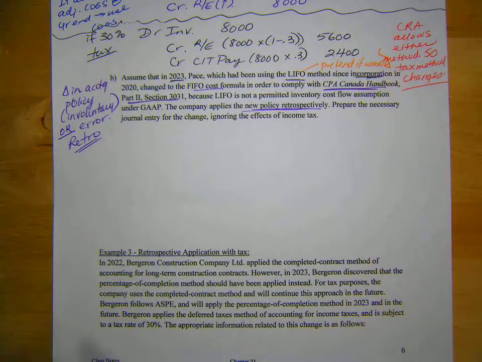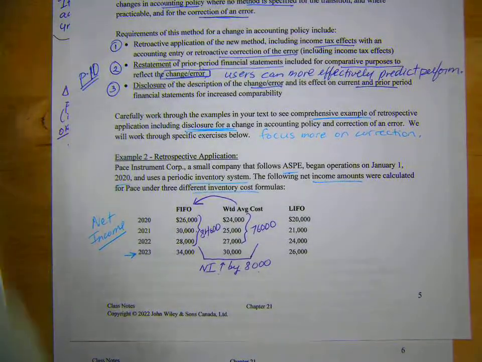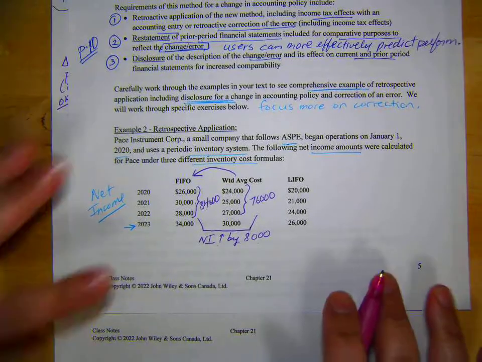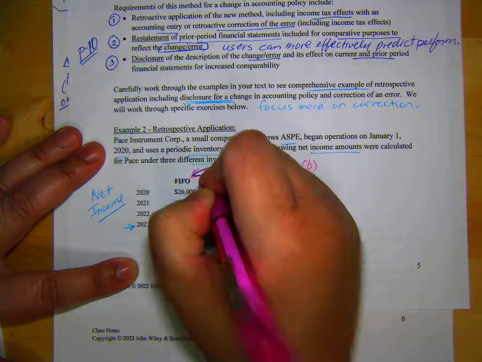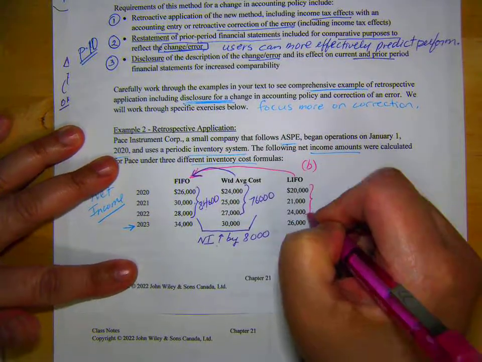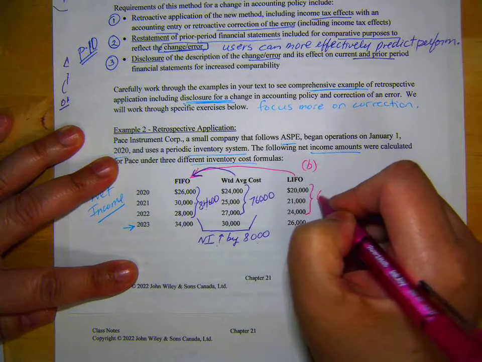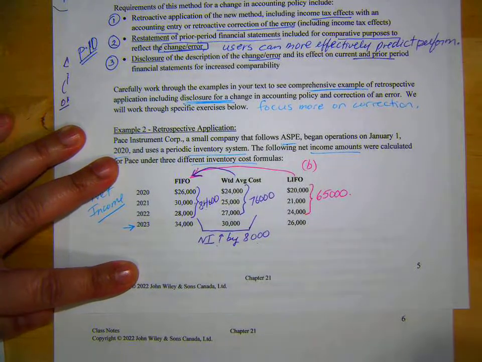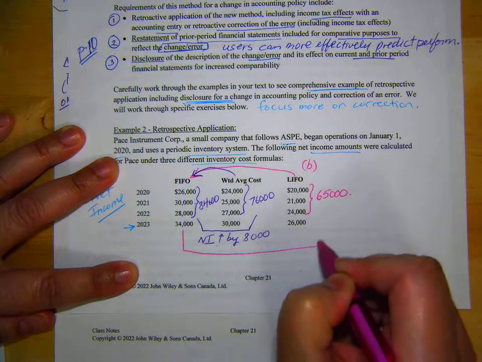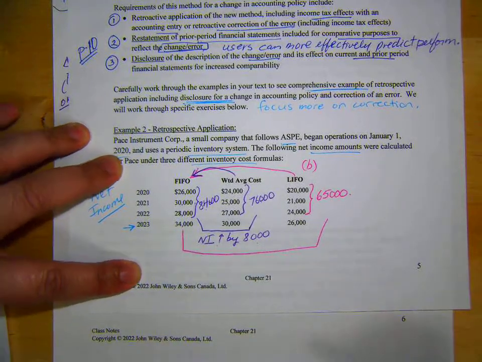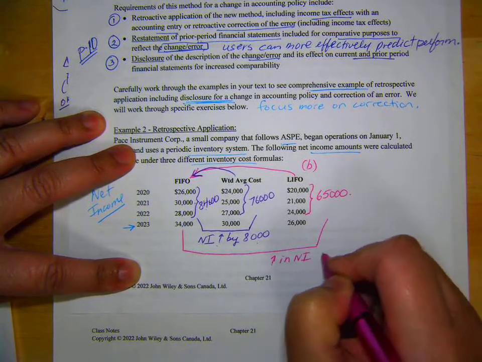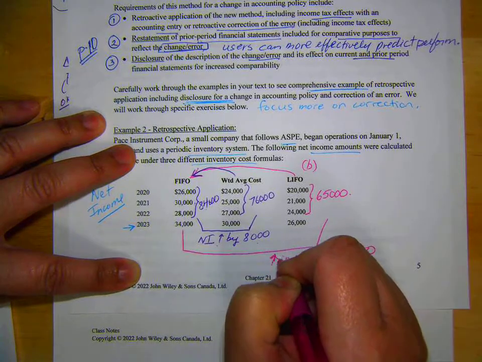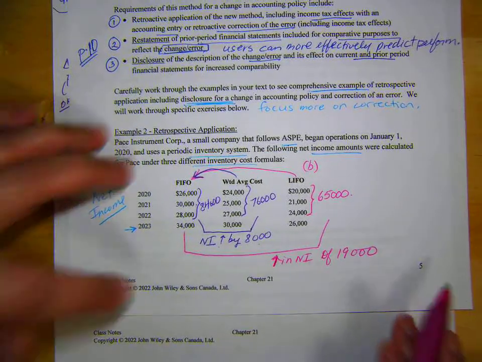Okay, so going back to the original stuff, 5. This time, LIFO to FIFO. So Part B is LIFO to FIFO. So we need to know how much the net income is there, and you total that up and you get 65,000. So the difference here between the net income, between LIFO that you're switching to FIFO, we again have an increase in income of 19,000 between LIFO and FIFO.